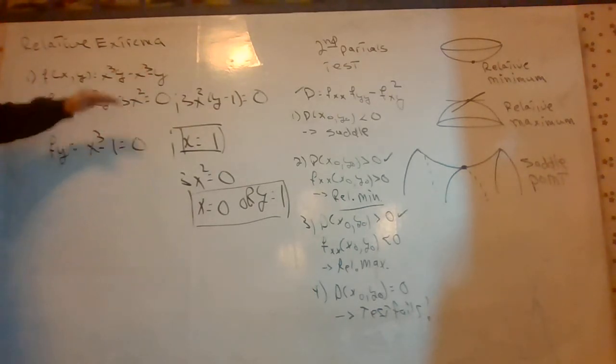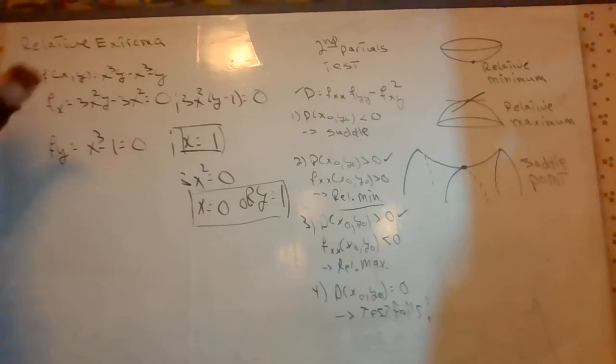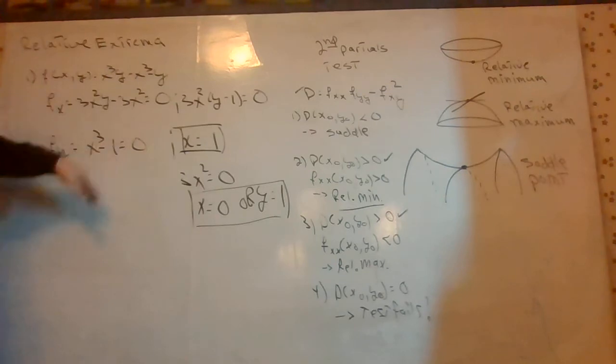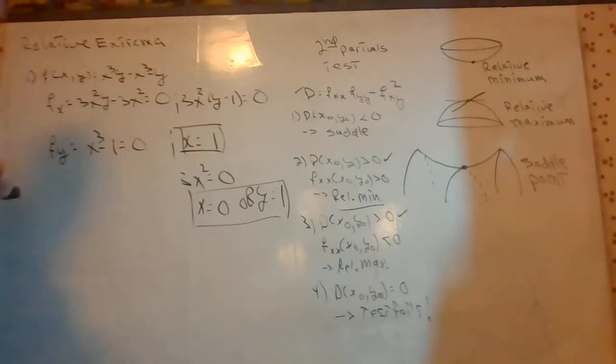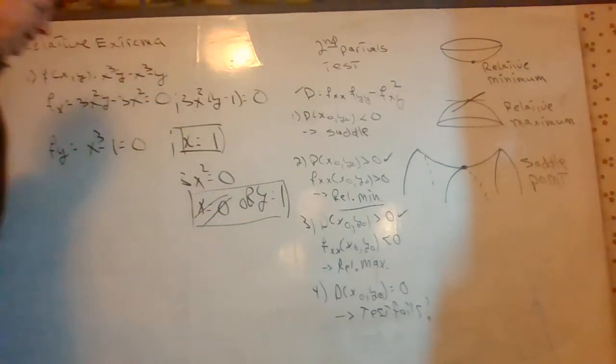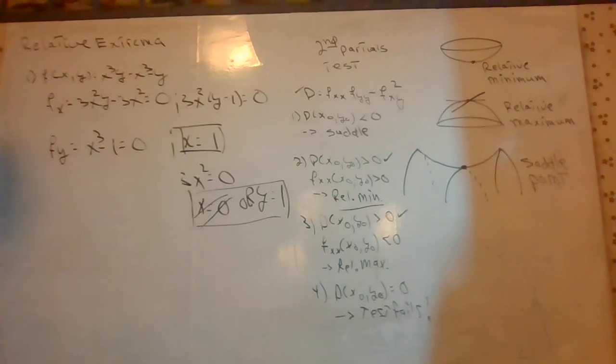For this to work, both have to be 0. We need an ordered pair that satisfies this and satisfies this. And the fact that I use the word "and," that has to be true. So you can get rid of that. So sometimes the logic's a little bit tricky.